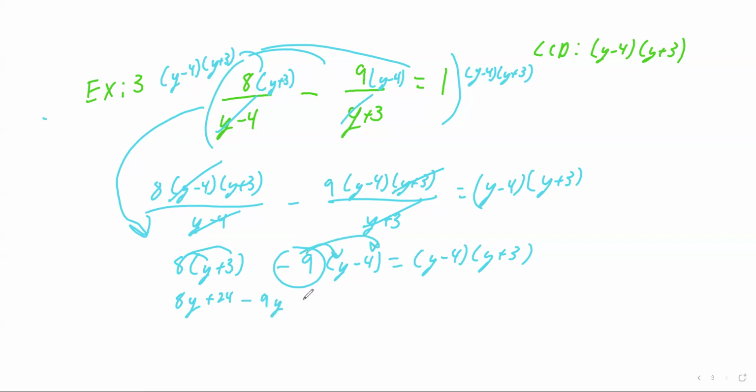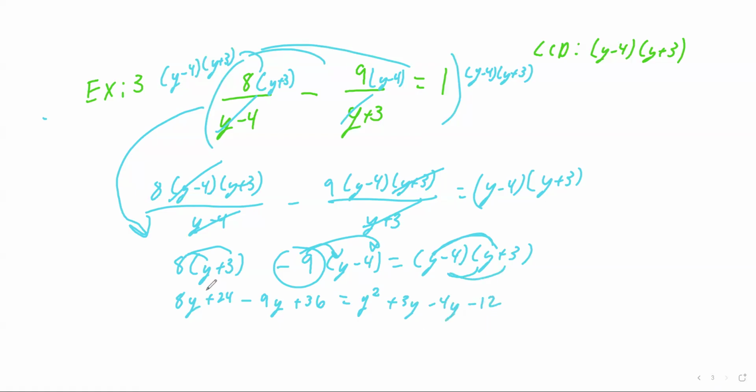Negative 9 times negative 4 would give you a positive 36. And then when I FOIL this out, y times y is y squared. Y times 3 is 3y. Negative 4 times y is negative 4y. And negative 4 times 3 is negative 12.